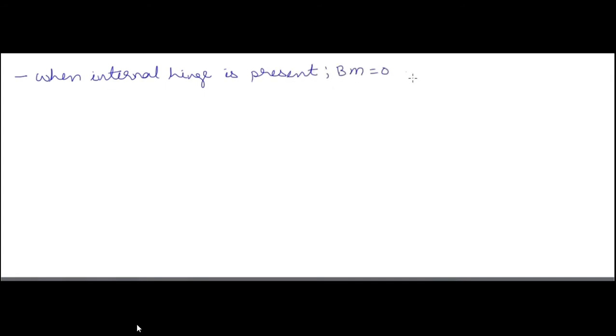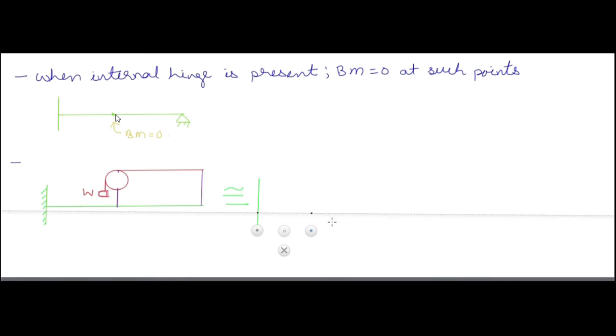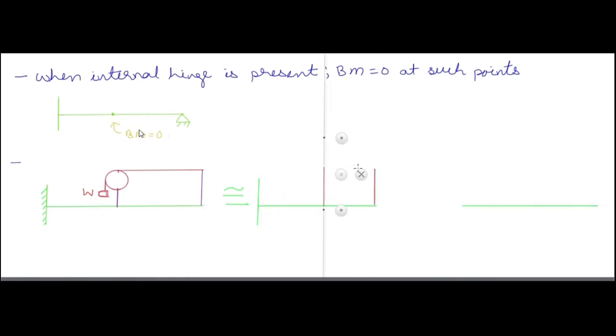Now when an internal hinge is present, the bending moment is 0 at such points. So this is the fixed beam, supported at that point at one end, and this is the internal hinge. At the hinge the bending moment is 0. So if in any question you are given an internal hinge, then you have to mark 0 bending moment at those points.